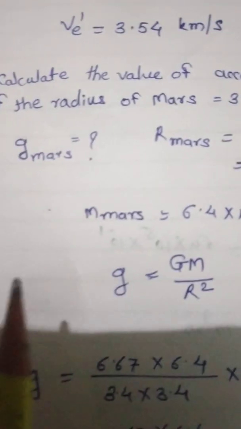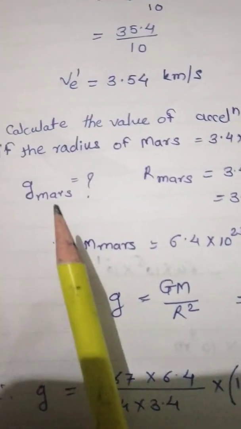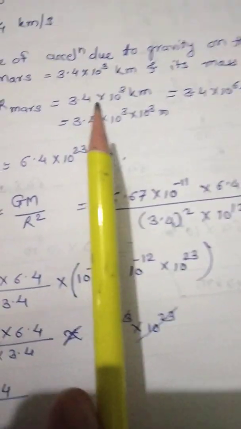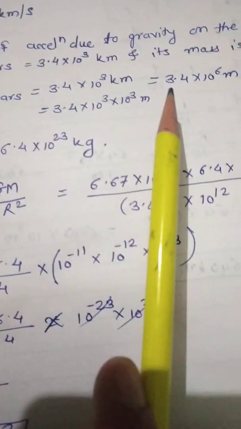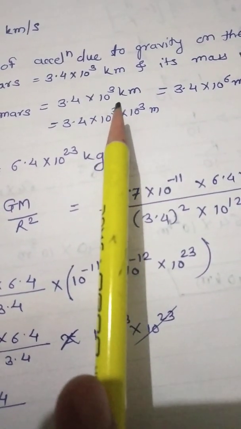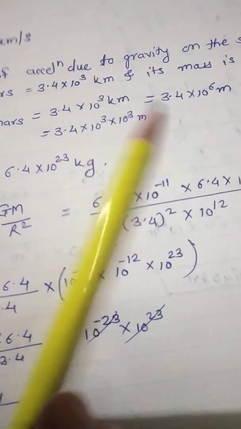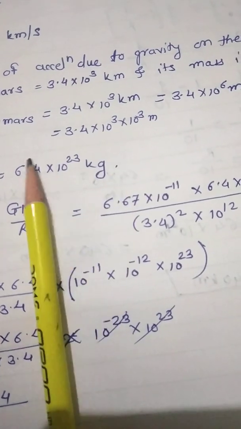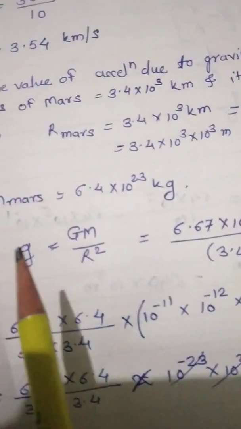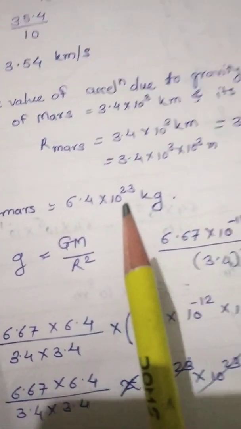So write down first given quantities. Here we find out the value of acceleration due to gravity, so means g of Mars planet. So we know that the radius of Mars means 3.4 into 10 raised to 3 kilometers. So 3.4 into 10 raised to 6 meter, because k means 10 raised to 3. So 10 raised to 3 plus 10 raised to 3, we get here 10 raised to 6 meter. So therefore mass of the Mars is equal to 6.4 into 10 raised to 23 kg.